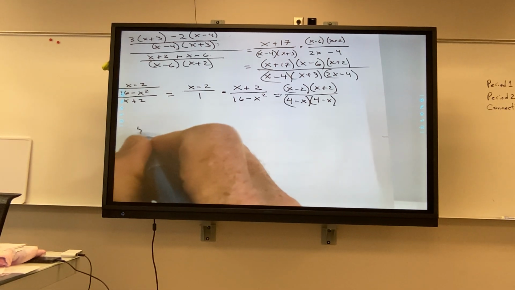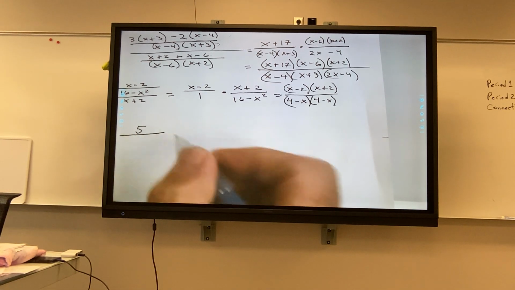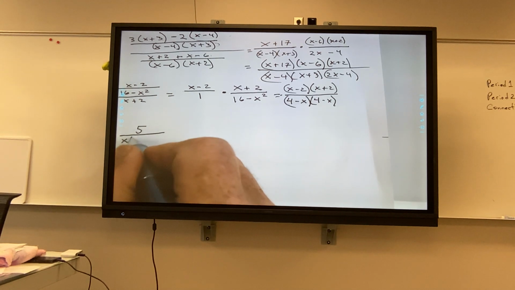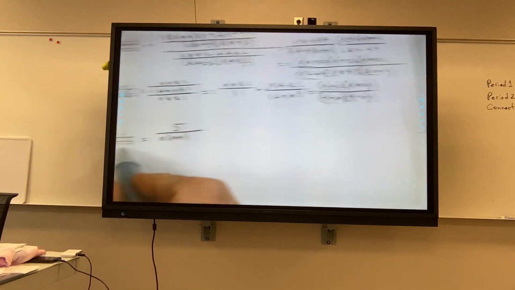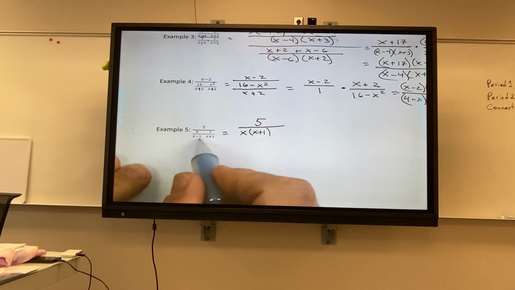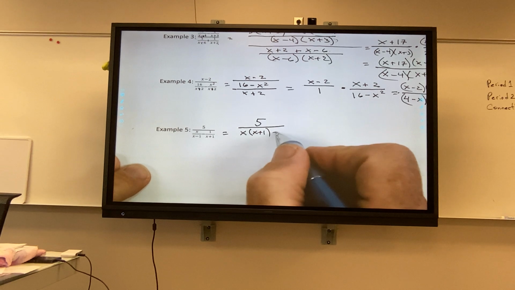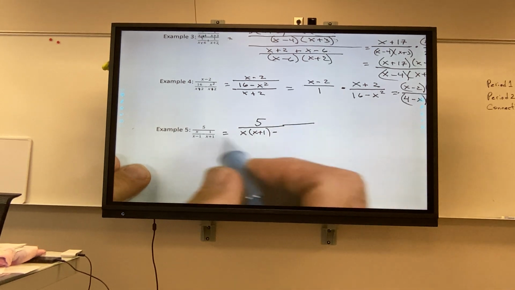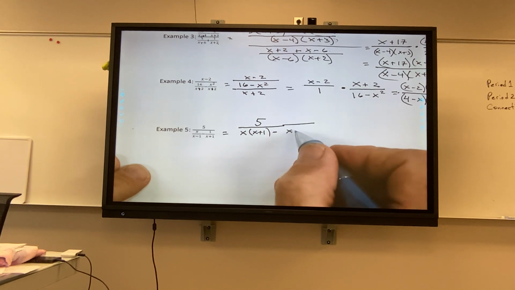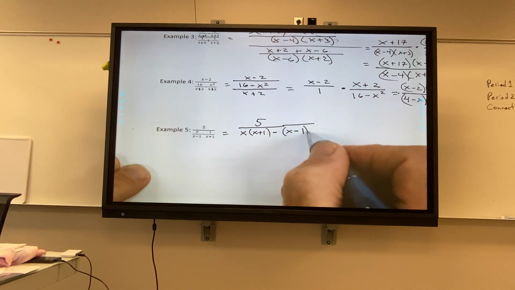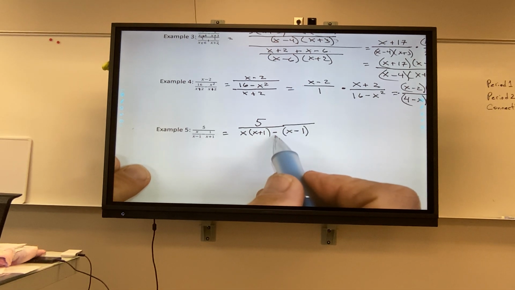This is going to be 5 over x times x plus 1, because the common denominator is x minus 1 times x plus 1. So I multiply this numerator by x plus 1. I've got a minus here. And I'm going to multiply this numerator by x minus 1. Now this is where students make mistakes. Make sure you put those in parentheses, because you're going to have to distribute that minus sign.